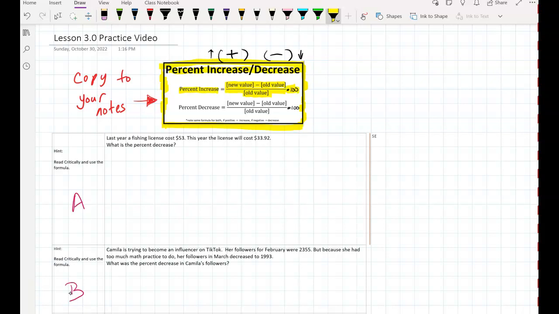Percent decrease, when the amount goes down, is the same thing. You're going to find the difference between the new value and the old value. So you're going to subtract those two numbers, and you're going to divide that number by the old value or the original value, and then you're going to multiply that by 100 to come up with your percent. Make sure you copy that down in your math notebook as neatly as you can, because this is going to be very important when it comes to percent increase and decrease. And with that, takes us to our very first problem right here.